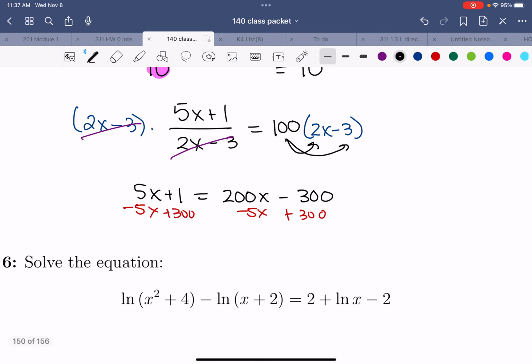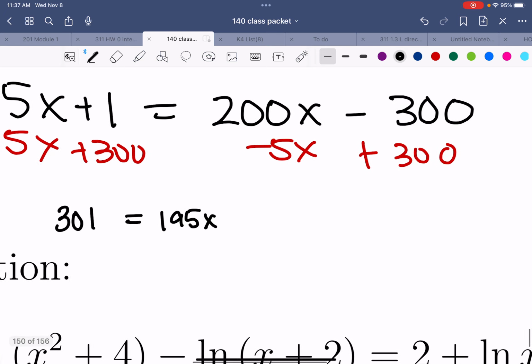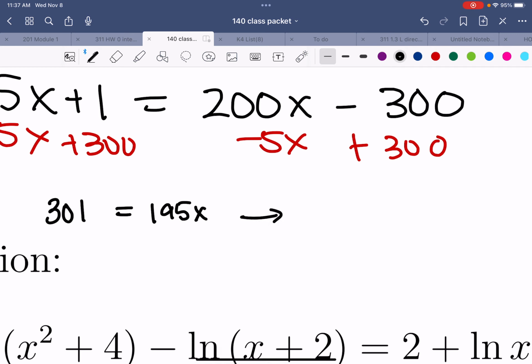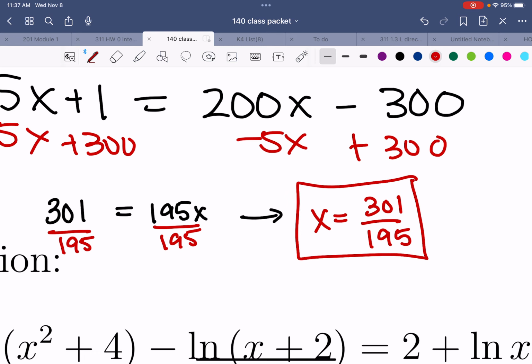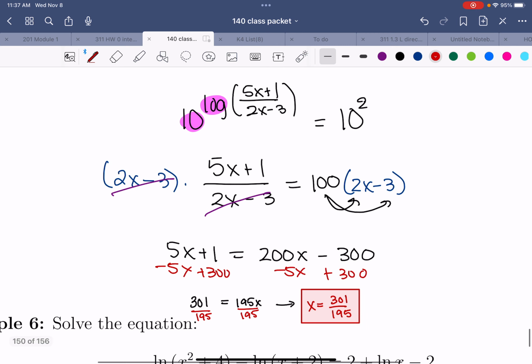And that's going to give me 301 and 195x. And so then all we have to do is divide both sides by the 195 to get our x by itself. So we get 301 over 195, which looks like a funky fraction, but that's okay. Nothing wrong with it.